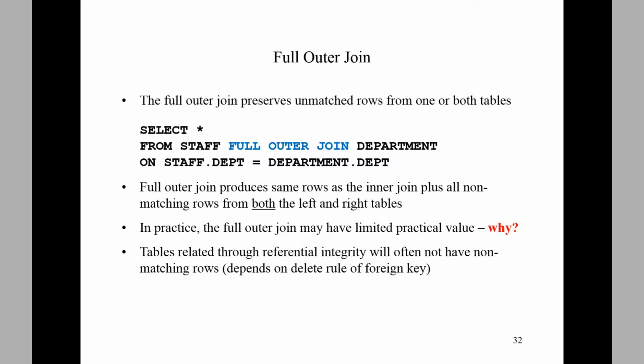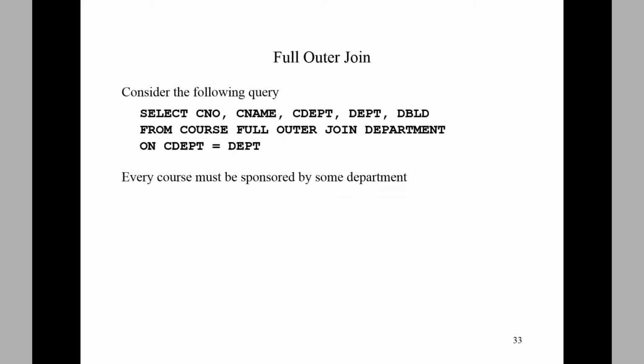We make the comment that in practice, the full outer join may have limited practical value. Think about that for a moment. Tables that are related through referential integrity will often not have non-matching rows. Of course, this depends on the delete rule of the foreign key. Let's take an example to illustrate this point.